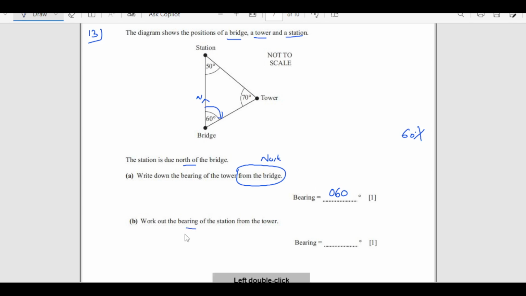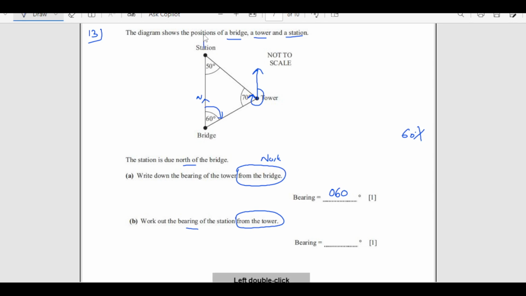Now work out the bearing of the station from the tower. As I told you, draw the circle wherever it is written from. So from the tower is here. Draw a line N, north, which is perpendicular. Now we are looking for the bearing of the station. So the station is here. Go clockwise from here until you reach the station. So this is the line of the station, and we are looking for this angle here.